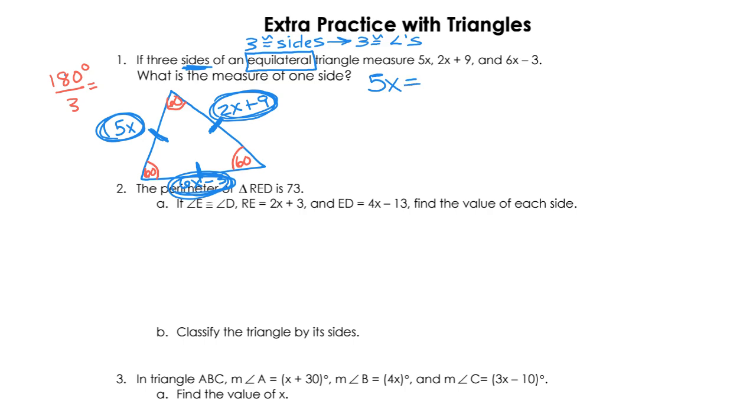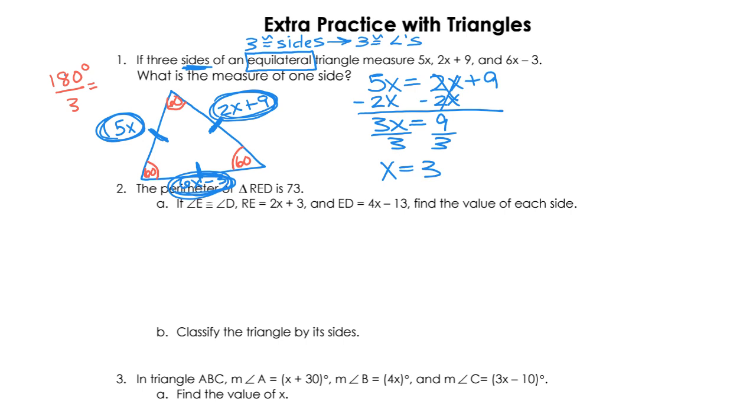So I'm going to pick 5x, and I'm going to set it equal to 2x plus 9. Just because I'm doing this setup doesn't mean that you can't do another one. You could pick any 2 sides and set them equal. It does not have to be these 2. Okay. And I'm going to go ahead and solve for x. And x comes out to equal 3.